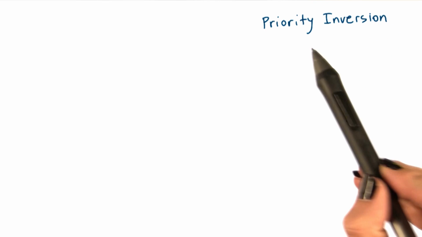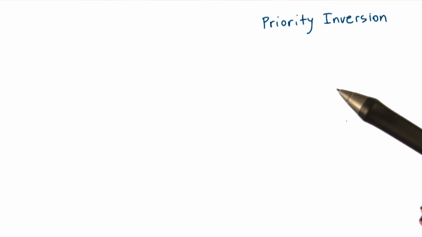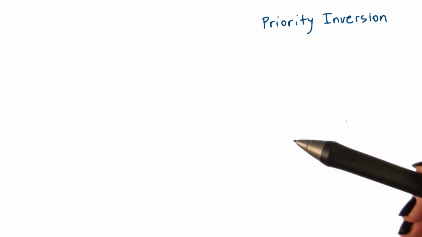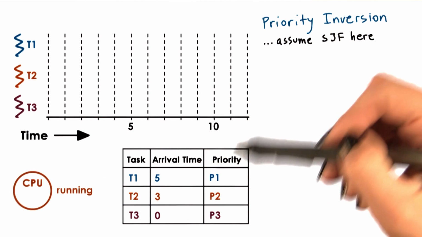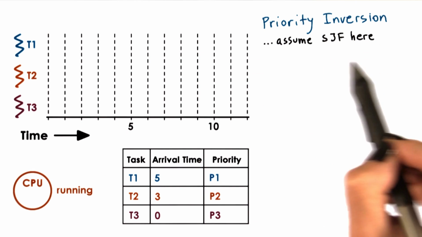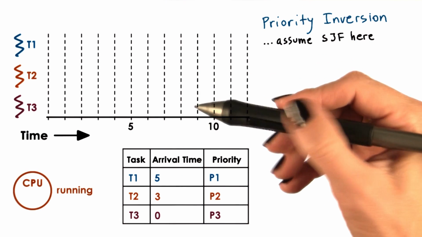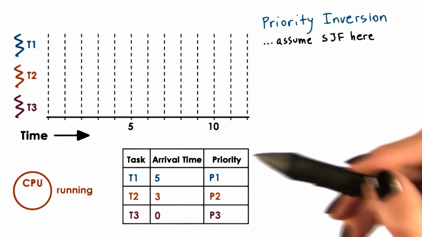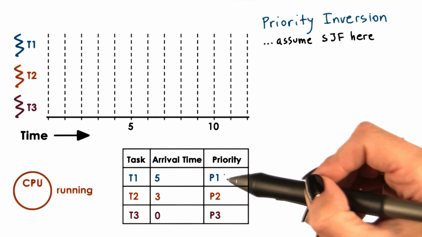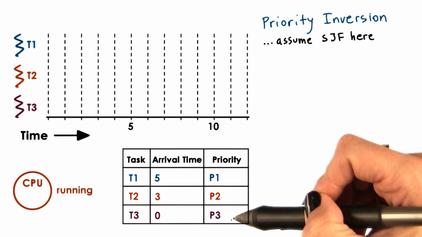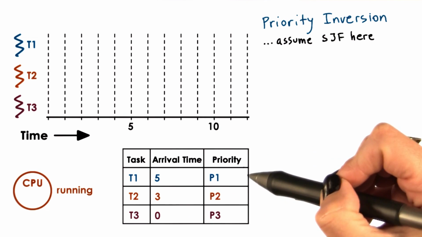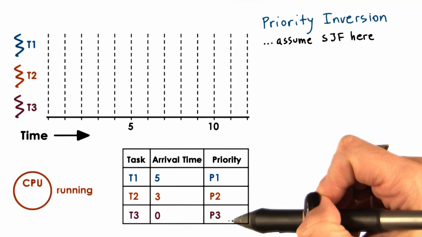An interesting phenomenon called priority inversion happens once we introduce priorities into the scheduling. Consider the following situation, and we'll use shortest job first scheduling to illustrate what happens. We have 3 threads. The first one has the highest priority, and P3 is the lowest priority. So T1 is the highest priority thread, and T3 is the lowest one.